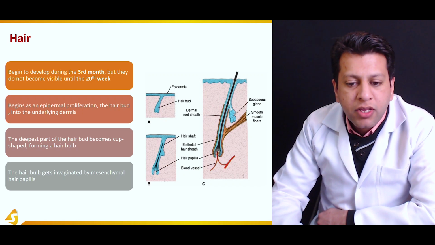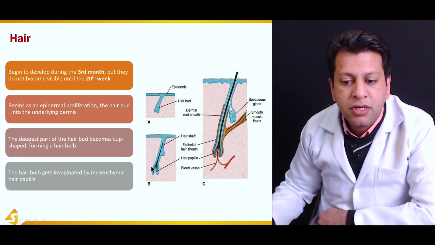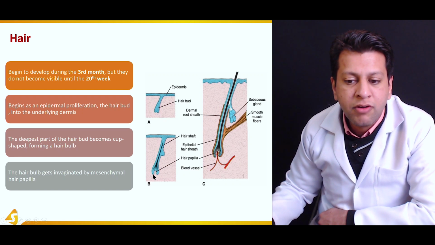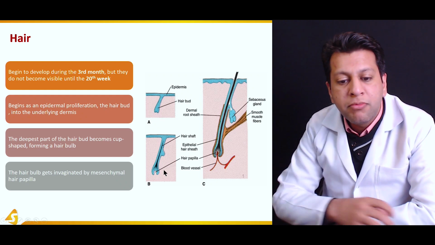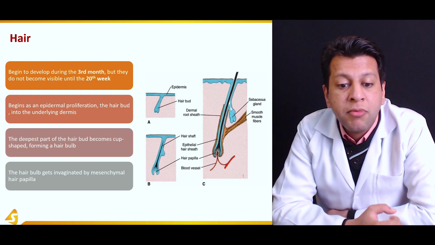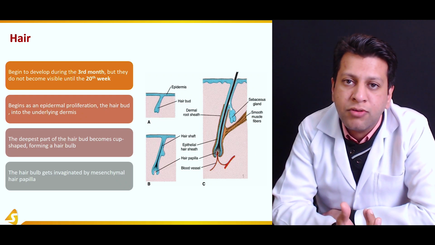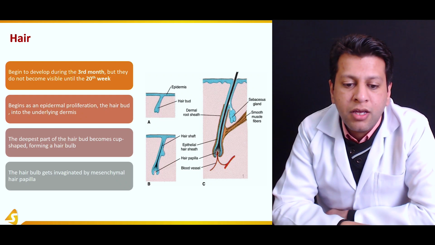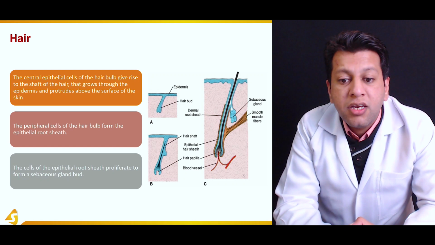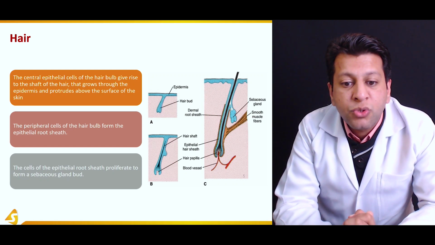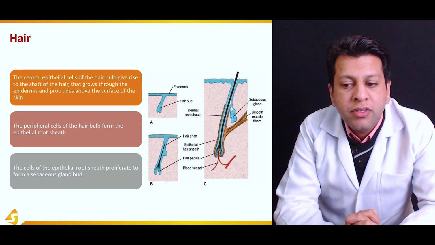The deepest part of the hair bud becomes cup shaped, forming a hair bulb, which you can appreciate over here. This hole is the hair follicle, and this end part is termed the hair bulb. The hair bulb gets invaginated by the mesenchymal hair papilla, which is the dermis itself invaginating into the hair bulb. The central epithelial cells of the hair bulb give rise to the shaft of the hair that grows through the epidermis and protrudes above the surface of the skin.